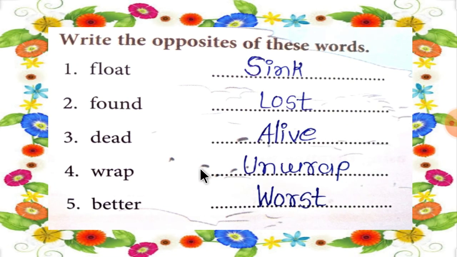These opposites are given in your textbook. Okay. Float, sink. What is the opposite of float? Sink. Found, lost. Dead, alive. Wrap, unwrap. Better, worst.